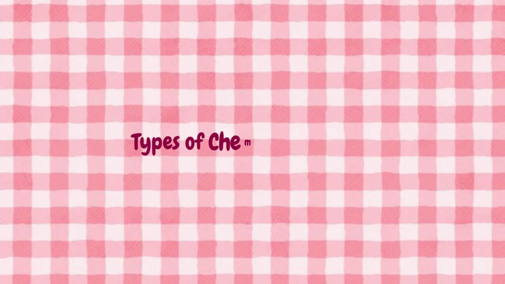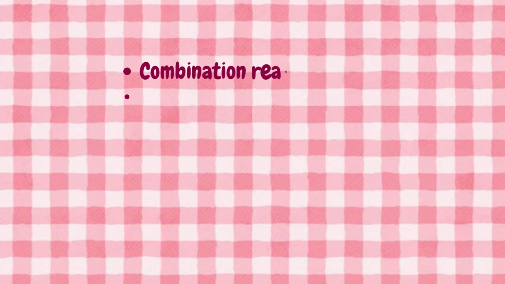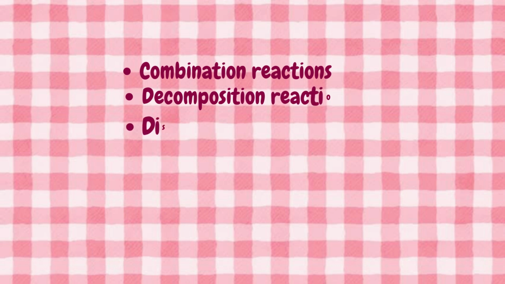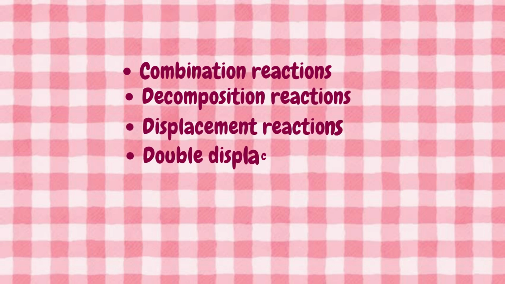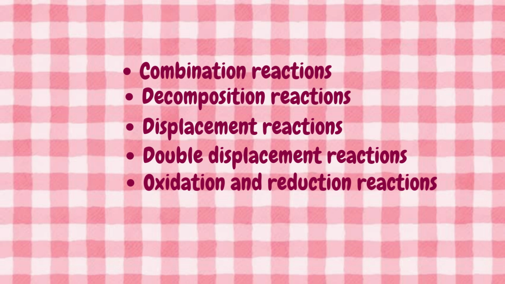8. Types of chemical reactions. Chemical reactions are classified into several types. Major types include combination reactions, decomposition reactions, displacement reactions, double displacement reactions, oxidation and reduction reactions.